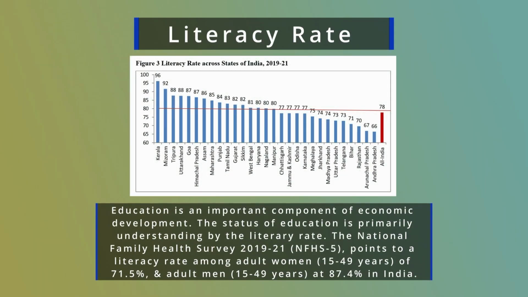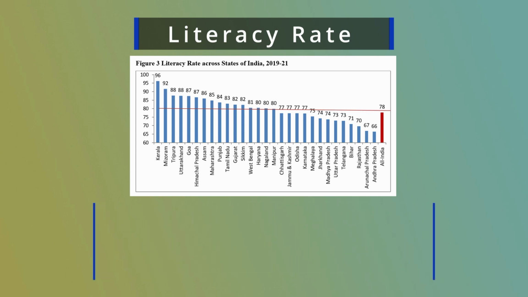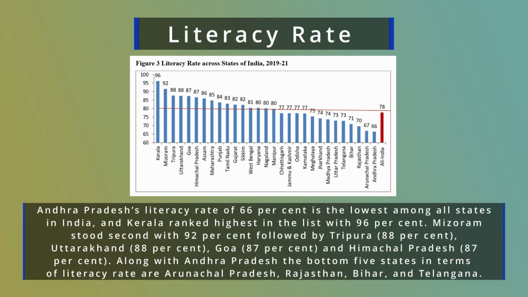The latest National Family Health Survey, which was published in 2019-20, also pointed out the literacy rate of Indian adults for the year 2019-21. In our country, 78% of Indian adults are literate. But when we look into the adult literacy rate across states of India, there is huge variation of this literacy rate. In case of Kerala, the literacy rate is maximum, which is 96%, whereas in case of Andhra Pradesh, it is only 66%.